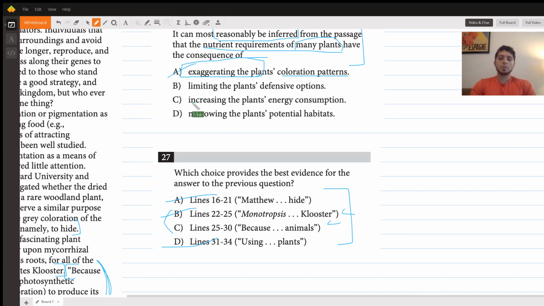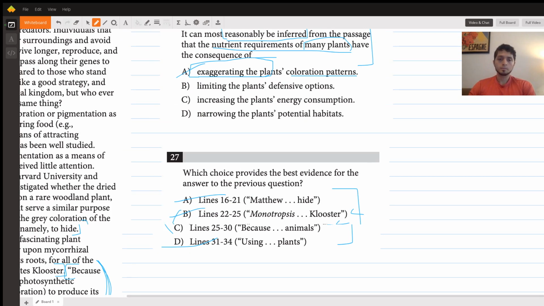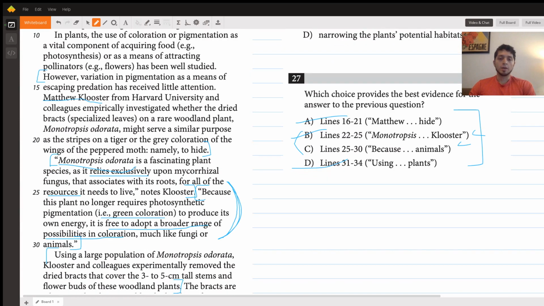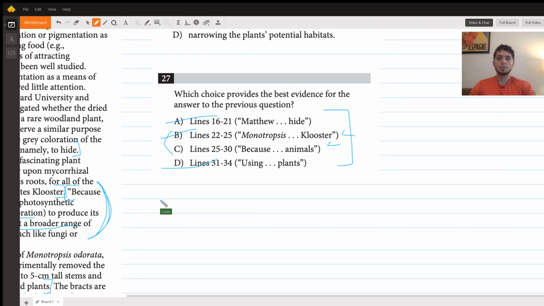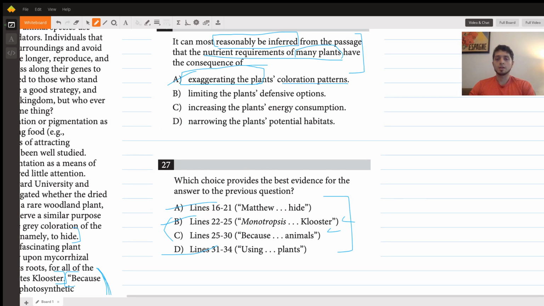B says that these other plants, it limits the plant's defensive options. And we've got to make a couple connections here. Remember that we're talking about the camouflage of plants. So Monotropsis odorata is able to camouflage itself, probably because it's able to adopt a broader range of possibilities in coloration, which tells us that other plants that aren't able to do this, that do require photosynthetic pigmentation, are probably not able to camouflage themselves, and therefore that's going to limit their defensive options. So B is a good answer choice.